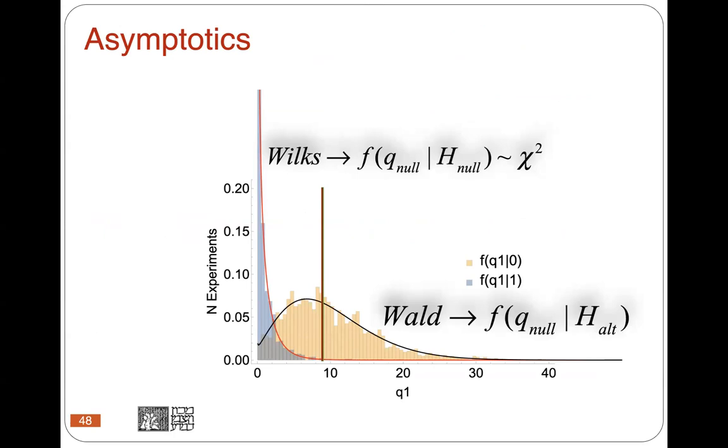Well, tell me, what's the distribution of Q null under H alt? In other words, if I test the signal, it tells me what is the distribution of Q1 under H0. That's the orange area. The blue area is the distribution of Q1 under H1. It's chi-square. What gives me a very complicated formula, which we derived in this paper that I showed you, of what is the distribution of Q1 under H0 or Q0 under H1.